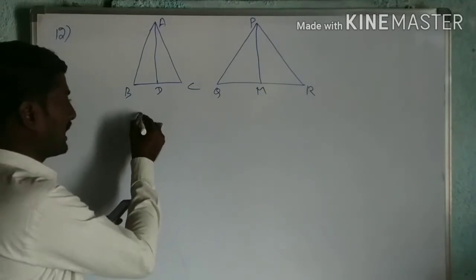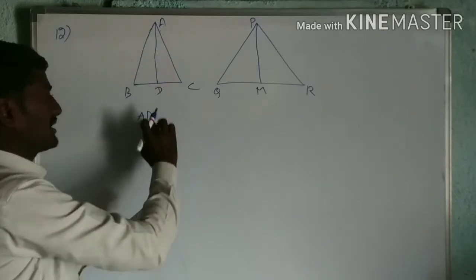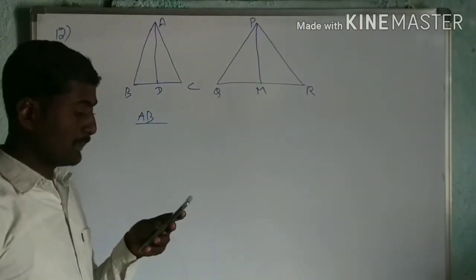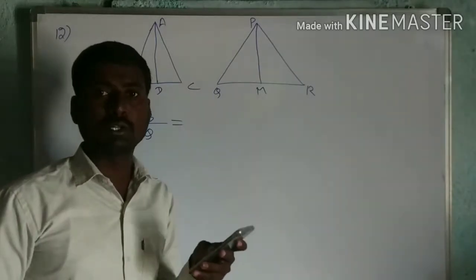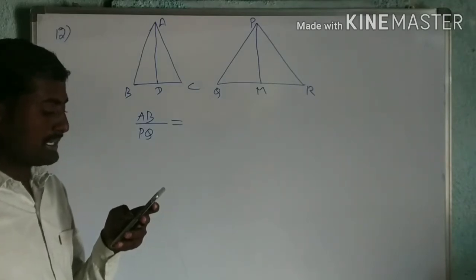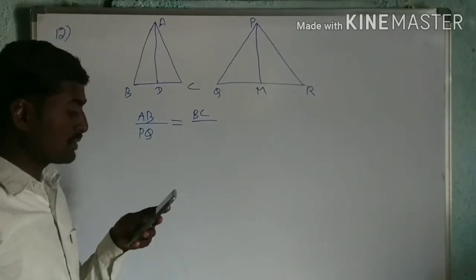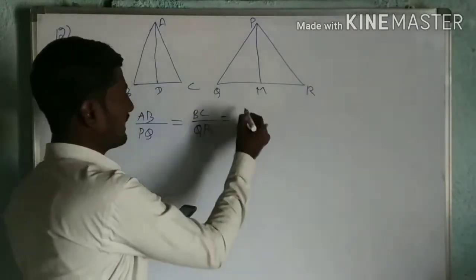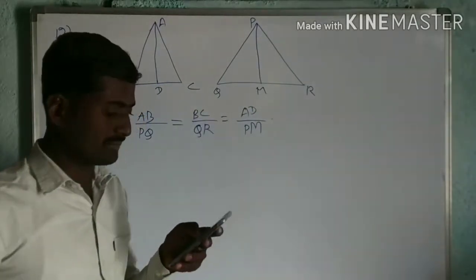First side they have given, AB divided by what I can write here. So first side of triangle ABC, AB is given. Then first side of triangle PQR, what they have given? PQ. AB divided by PQ is equal to BC divided by the second one, QR, is equal to the median AD of triangle ABC divided by PM. So this is the condition.